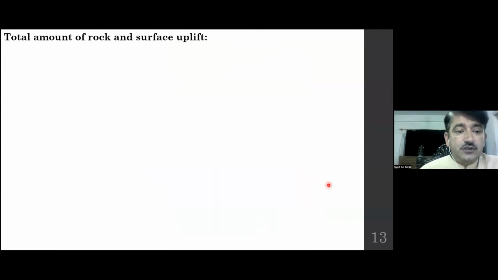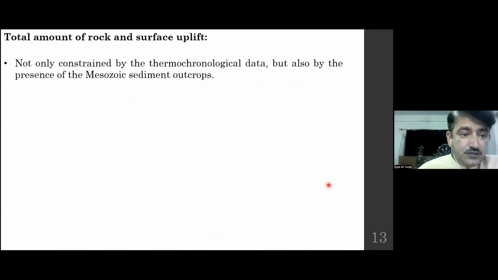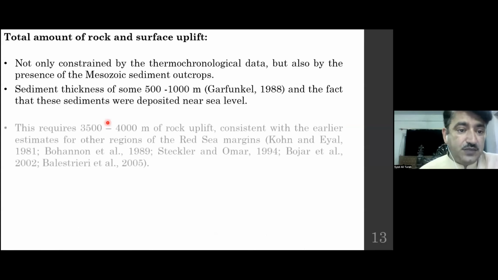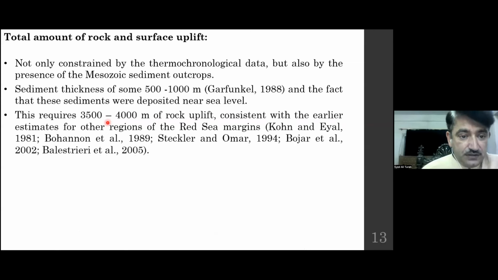Okay, total amount of rock and surface uplift. This is not only constrained by the chronological data, but also by the presence of Mesozoic sediment outcrops on the top of the escarpment. Those sediments were believed to be 500 to 1000 meters in thickness, and since they were formed near sea level, this would mean that uplift in the range of 3.5 to 4000 meters had taken place after the rifting, and these values are in agreement with the values reported by other workers.